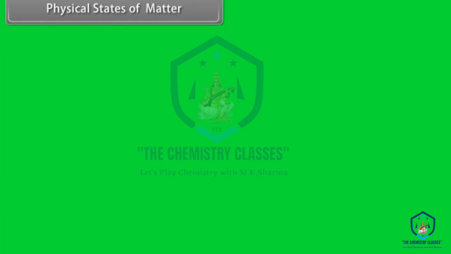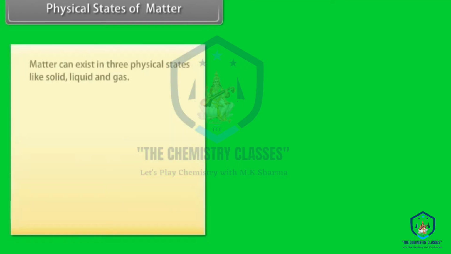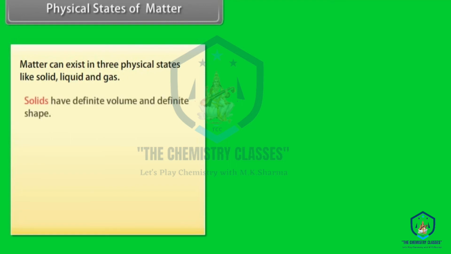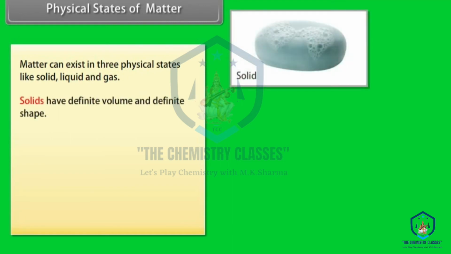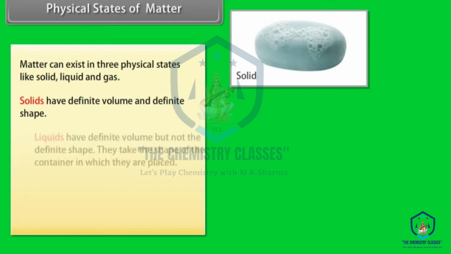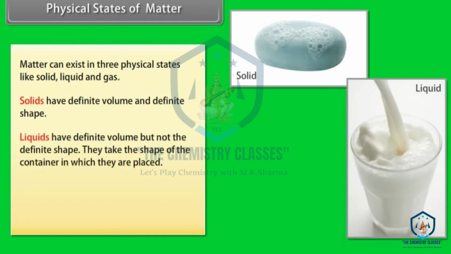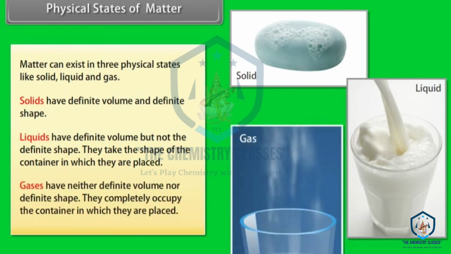Physical states of matter. Matter can exist in 3 physical states like solid, liquid, and gas. Solids have definite volume and definite shape. Liquids have definite volume but not the definite shape. They take the shape of the container in which they are placed. Gases have neither definite volume nor definite shape. They completely occupy the container in which they are placed.